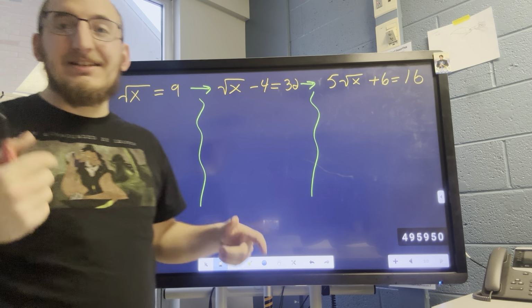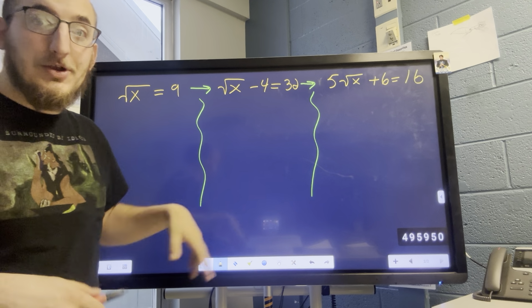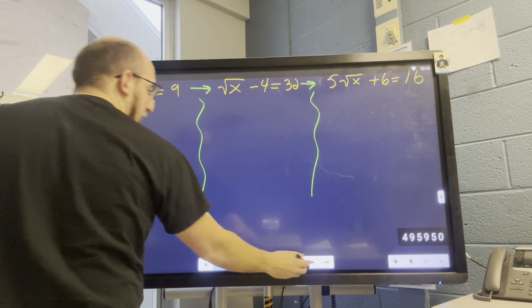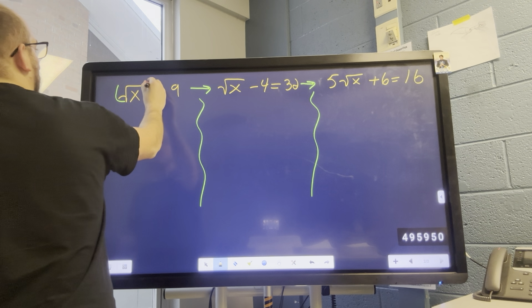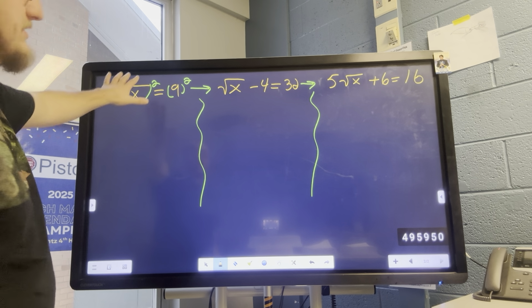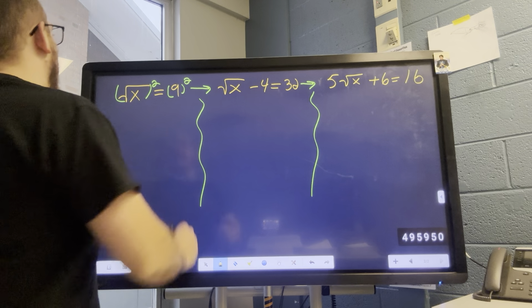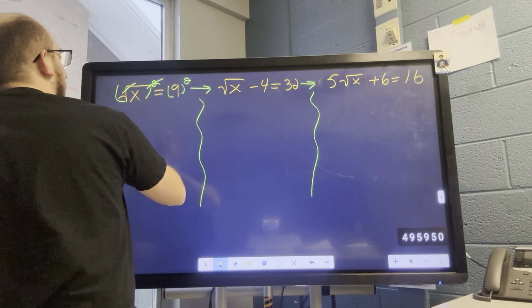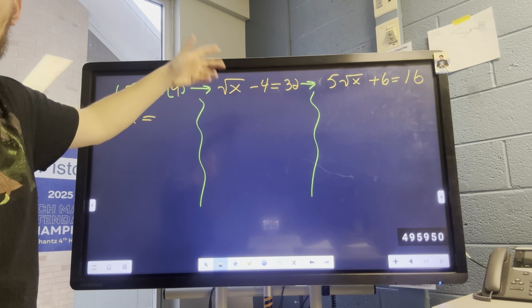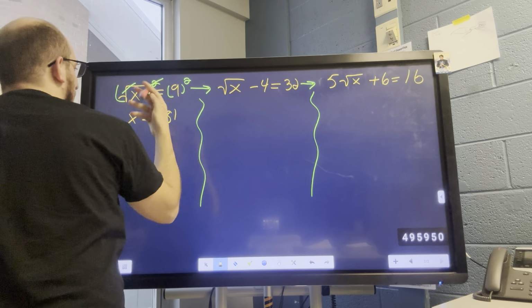So how are we going to get rid of this square root to get x by itself? Why don't we use an exponent of 2, right? Because the square root and the exponent of 2 are inverse operations. So I'm going to square both sides. Since they're opposites, an exponent of 2 and a radical sign cancel out. X equals, and then we just evaluate. What is 9 squared? 9 squared means 9 times 9, which is 81.